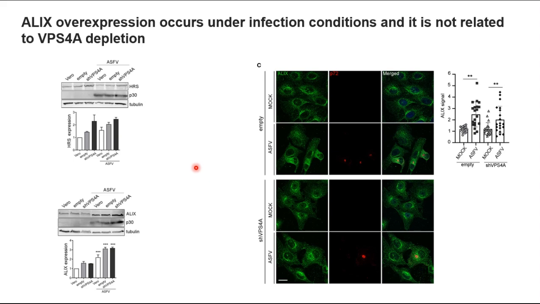Another important point here is that ALIX was recruited toward the viral factory in both conditions, in control conditions and in silencing of VPS4 conditions. So we have this protein surrounded and in contact with the factory, and we observe it here in this graph of the quantification of these images.